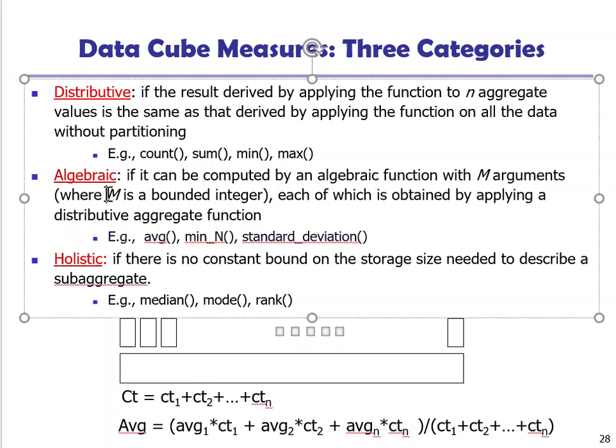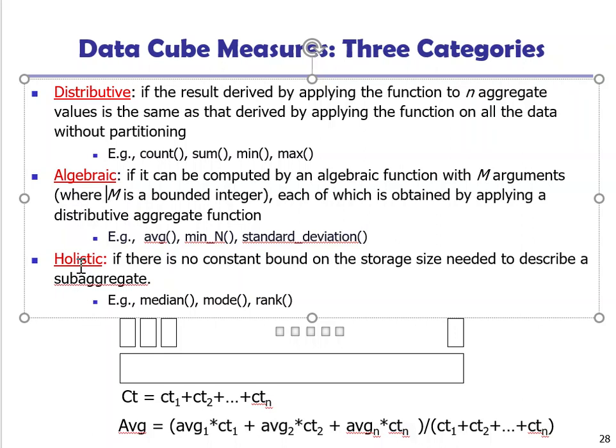So here we must pass m arguments, n arguments, the same as m arguments, which is greater than 1. If it's equal to 1, then it's distributive. If you have to pass multiple parameters or arguments in order to compute the total, then this measure is considered algebraic. It's a little bit more challenging than distributive. However, it can also be computed efficiently using parallel processing techniques.